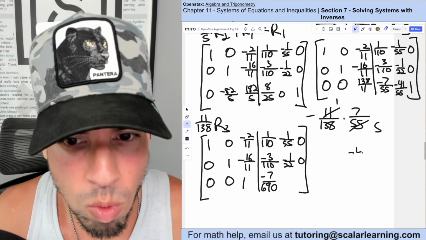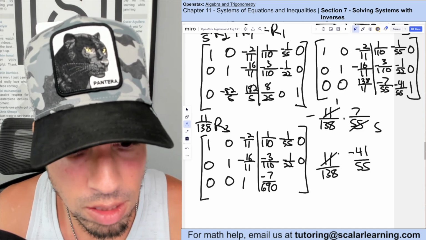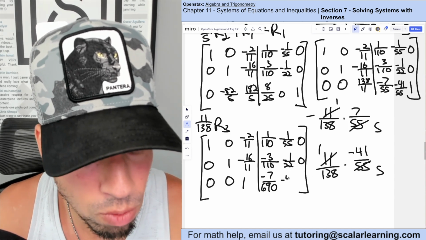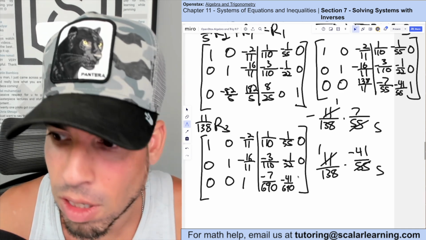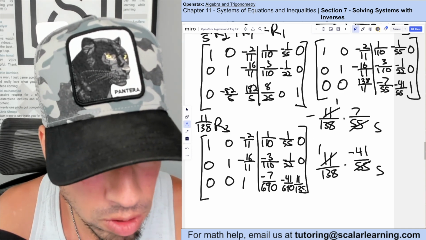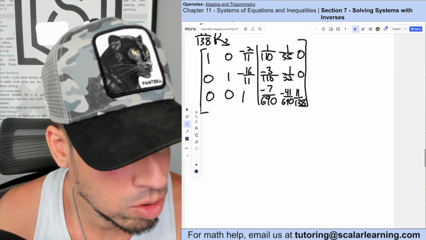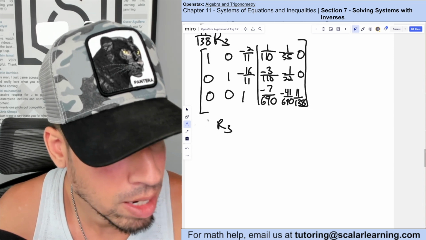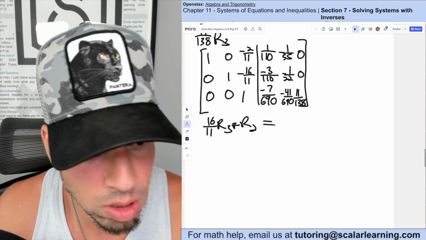Negative 41 over 55 times 11 over 138. Same thing, cancel, cancel. That's 5, that's 1. So that's negative 41 over 690. And then times 1 is just 11 over 138. Now we got to flip these last two to 0. So what I'm going to do is I'm going to multiply row 3 by positive 16/11, add it to row 2 to get a new row 2.